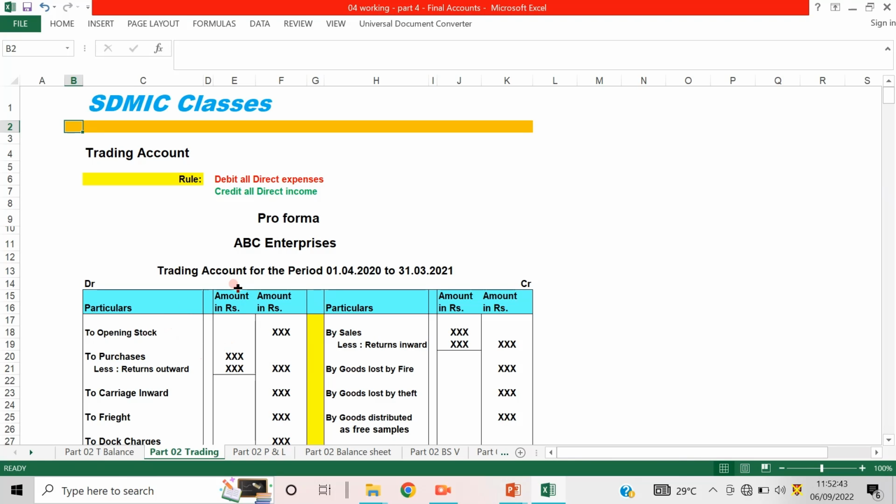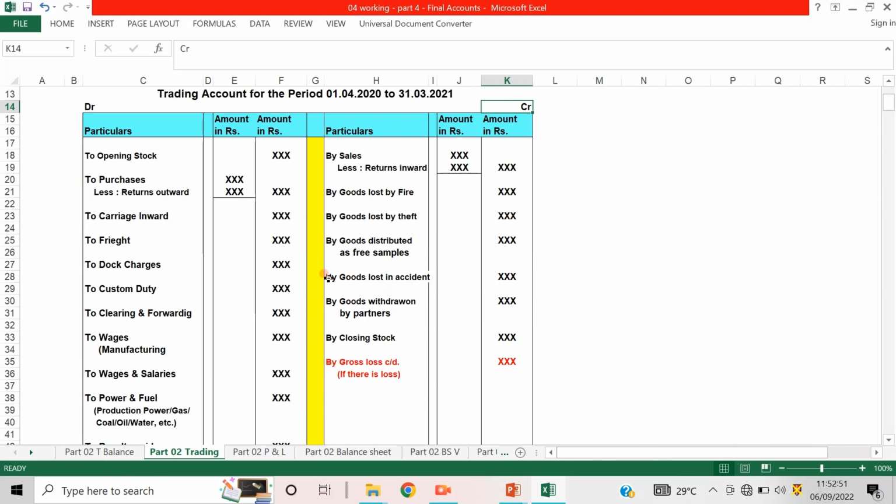Now the trading and profit and loss account has two parts: an expenditure part and an income part, a debit side and a credit side. Now just see here in the trading account, sales is taken on the credit side, and two columns are prepared. Unless returns or any other additional entries are to be made, they will be taken here, and then the net will be taken in the outer column.